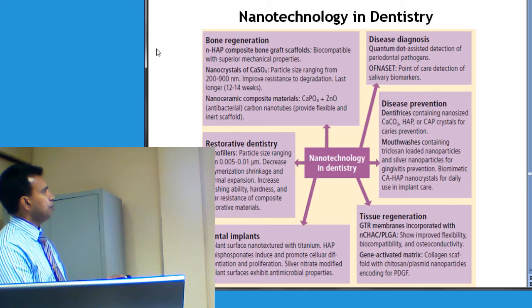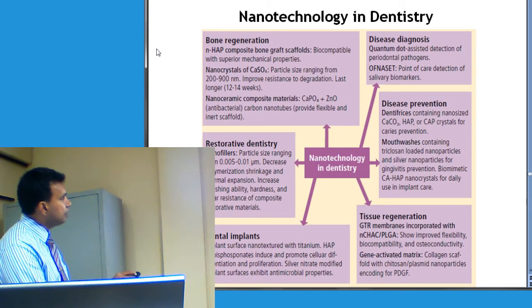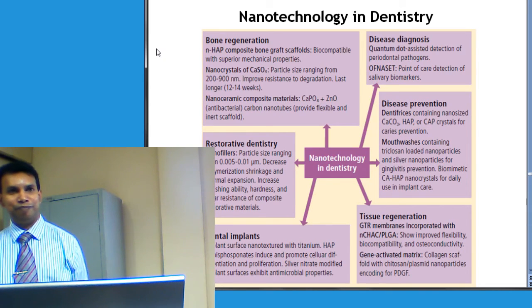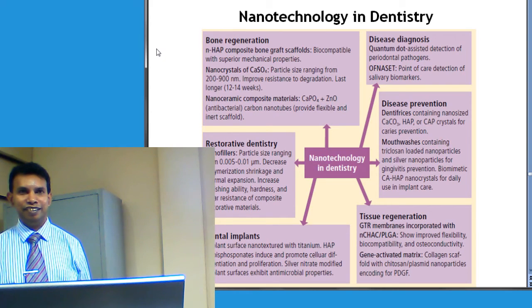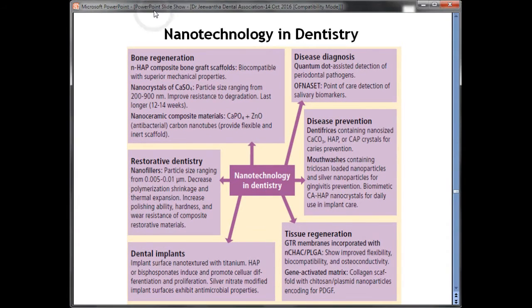So the nanoceramic composite material in dentistry. See, calcium sulfate plus zinc oxide nanoparticle with carbon nanotube provide a flexible and inert scaffold, not like bulk particle. So that is amazing. That is in the health sector, directly applied. So that is in dentistry.